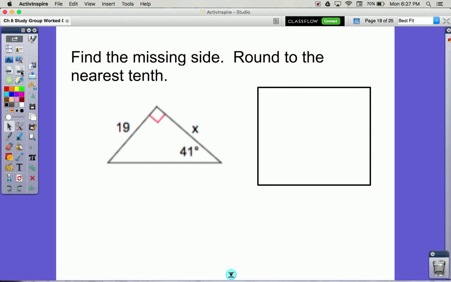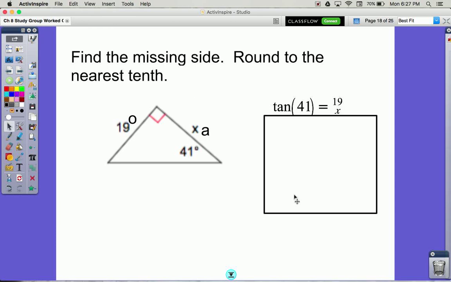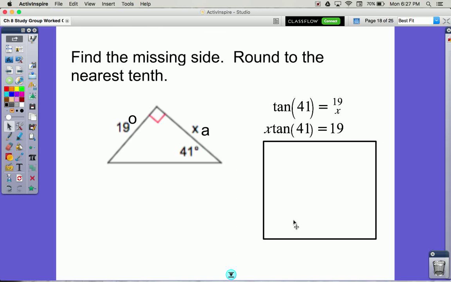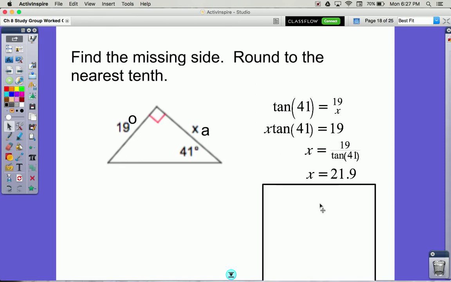On this one, you're going to look for the missing side again, starting at your 41-degree angle. X is your adjacent side, and 19 is your opposite side. So you're going to use tangent. So the tangent of 41 equals 19 over x. On this one, you're going to multiply by x first, because you're always going to multiply by the bottom number. So you get x times the tangent of 41 equals 19. You're going to divide by the tangent of 41 and get that x equals 19 divided by the tangent of 41. So x equals 21.9.